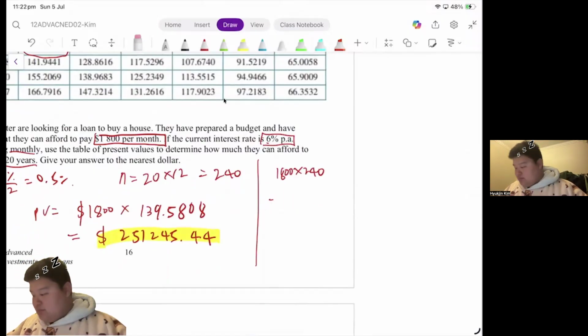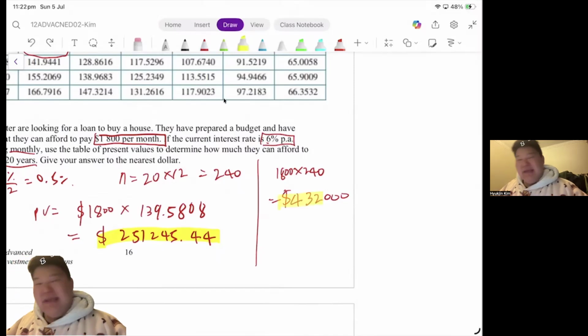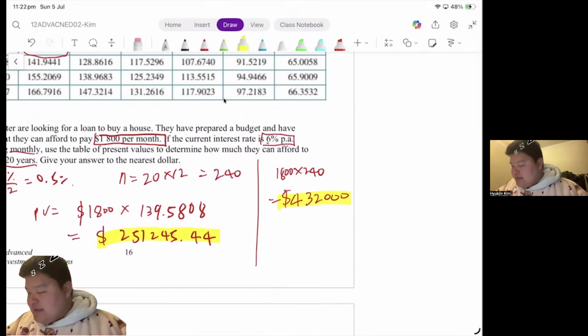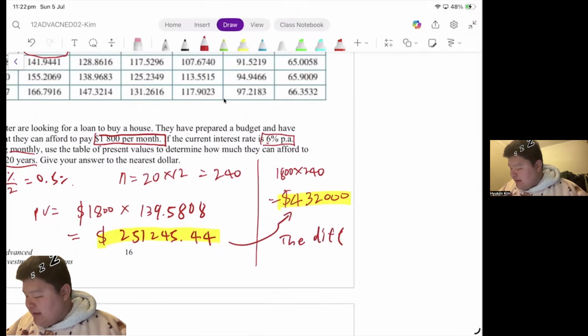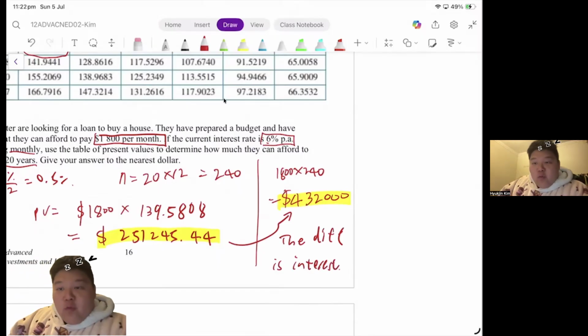So what does that mean? So what does that actually mean? The difference is interest. They're scamming you. Almost $200,000 worth is being taken as interest.